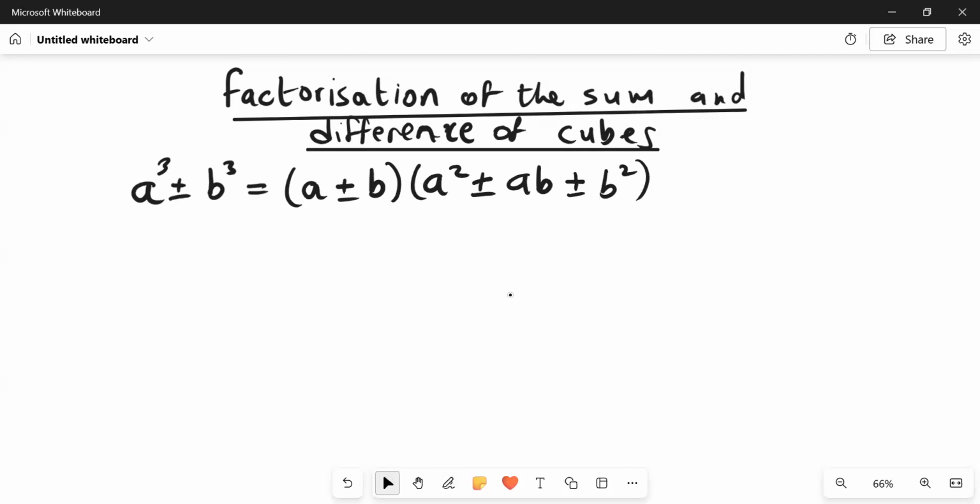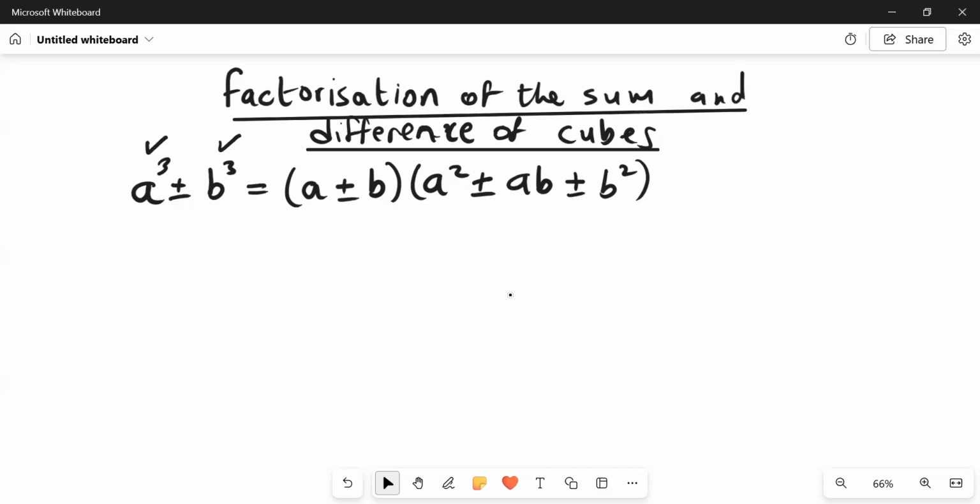Now, there are steps of factorizing these kind of problems. So step number 1, you cube root each term and keep the same sign. So meaning you cube root this term and that term as well, and then you keep the sign, right? Step number 2, you square the first term, change the sign, and multiply the terms together. And then you square the last term. The sign of the last term is always positive, right?